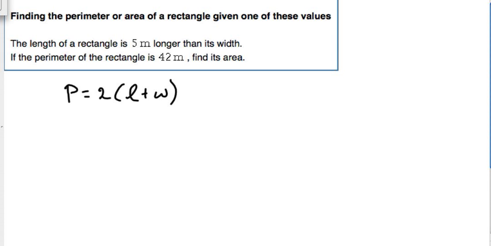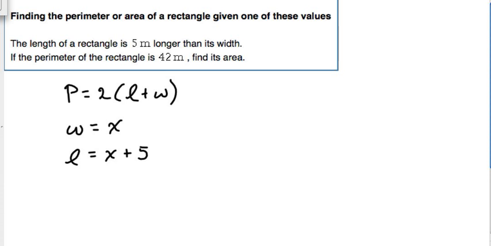Now, we're told that the length is 5 meters longer than its width, but we are not told anything about the width. So since we are not told anything about the width, I'm going to say that the width is x, because we don't know anything about it. If the width is x and the length is 5 meters longer than its width, 5 meters longer than x is x plus 5.